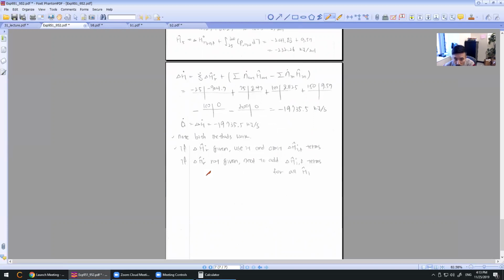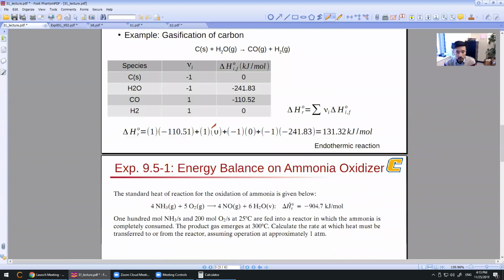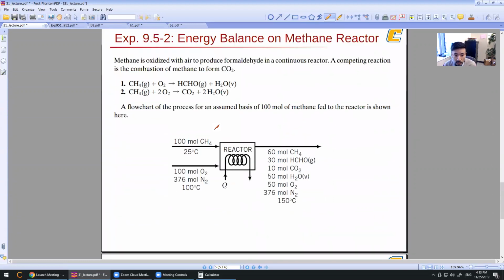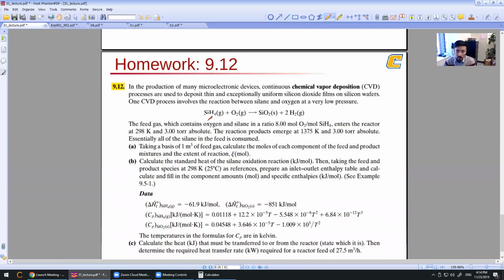But if heat of reaction is not given, then we need to add the heat of formation term for all calculations of H hat i. So that completes solving these two examples, which is extremely important. I highly recommend you review these two lecture notes and understand them well. And if you have any question or difficulty, please feel free to stop by my office or send me an email. Okay, and this is a homework, and good luck preparing for the final.